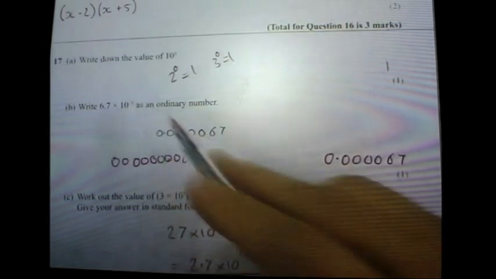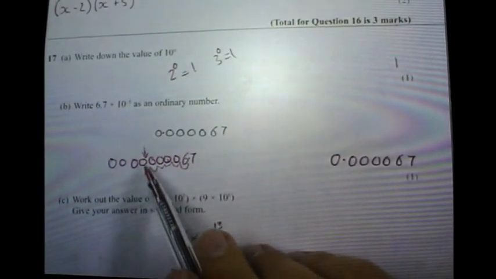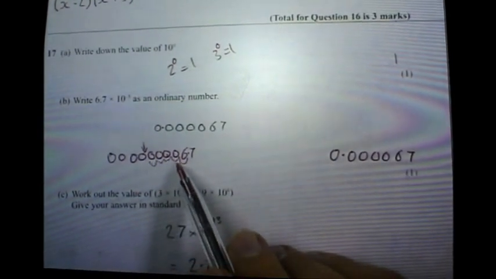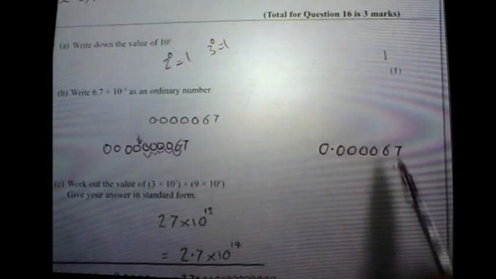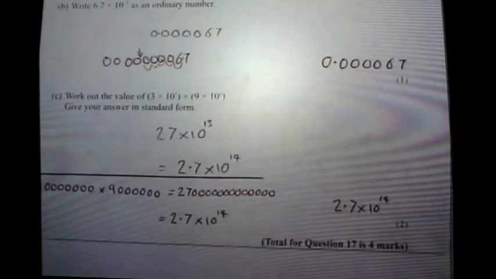So I'm going to count back 5 spaces, because that means it goes that way. So 1, 2, 3, 4, 5. So the point would go in there. So I can look at it again and think that's 0.1, 2, 3, 4 zeros. So that is my answer there: 0.000067.